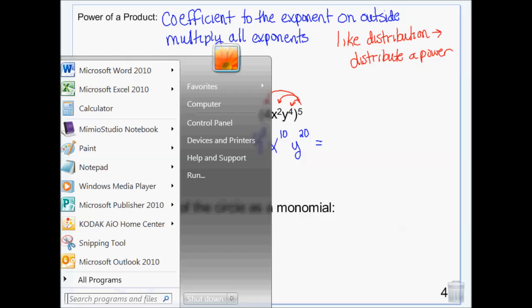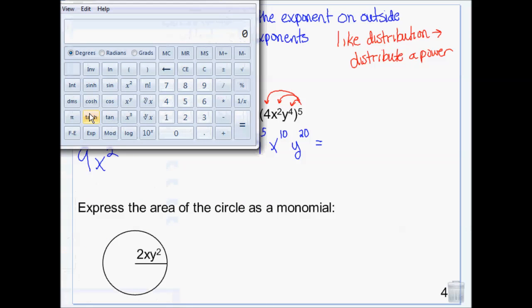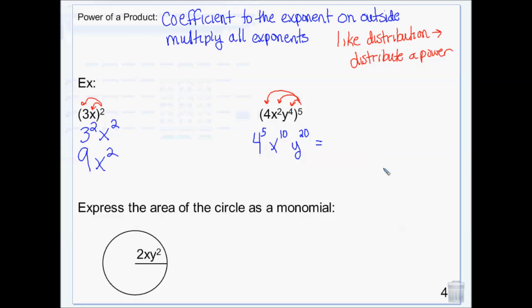So I guess leave that alone. Well, I can do it. No, I mean like on the paper. You just leave it as 4 to the 5th instead of actually multiplying. You could. So 1024. That's a 1,000 number. Yeah, x to the 10th, y to the 20th. You want to simplify it like that?